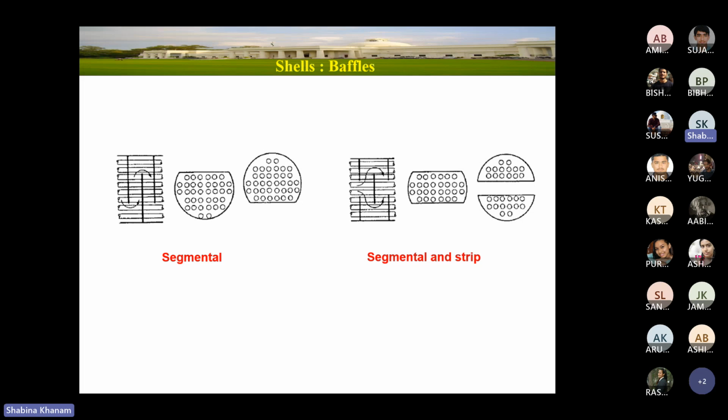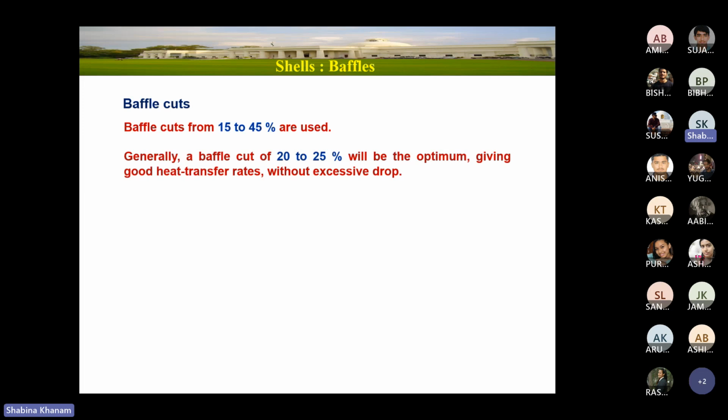I hope you are getting my point. So the optimum value should be 20 to 25%. We usually start with 25%, which gives a good heat transfer rate without excessive pressure drop. Excessive pressure drop will come when I am considering 15% or so. So if you consider this cut, from 15 to 45%, can I take any value?